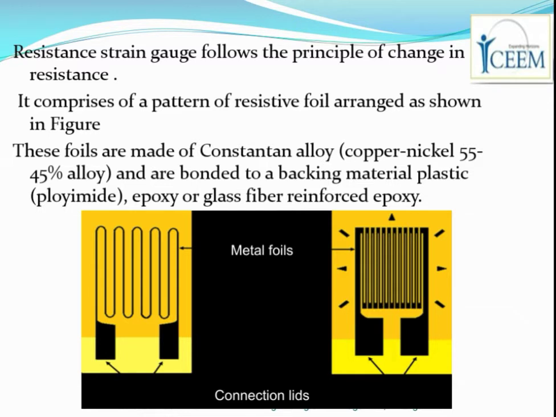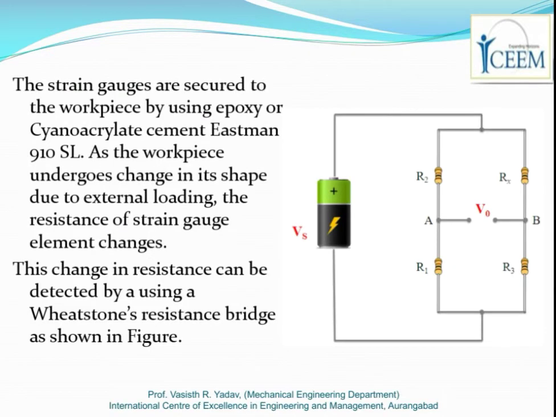These patterns are bonded to the backing material, that is plastic, epoxy or glass fiber reinforced epoxy. So we can say that our strain gauge is nothing but a pattern of resistive foils made up of constantan alloy, which is bonded to a backing material with the help of a polyamide. Now let us see how it exactly works.